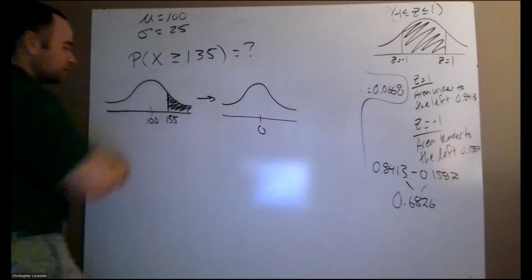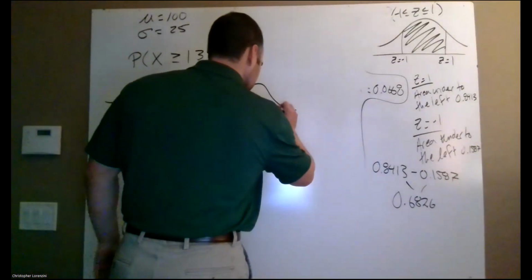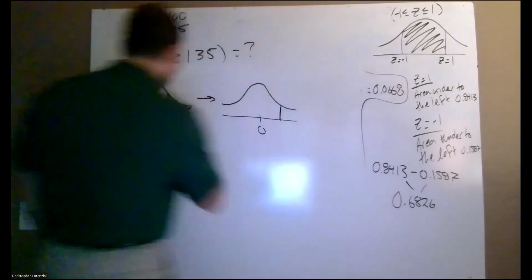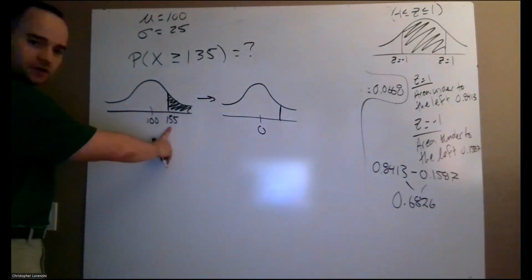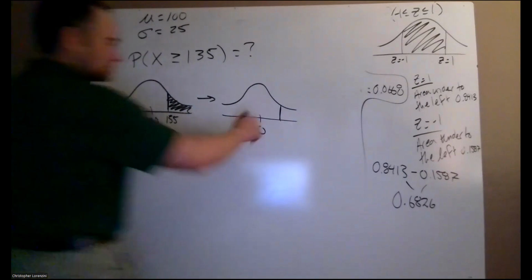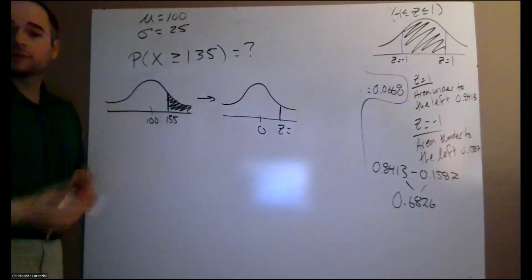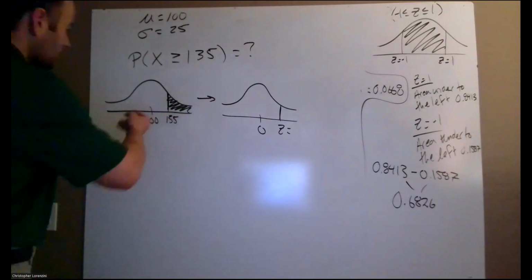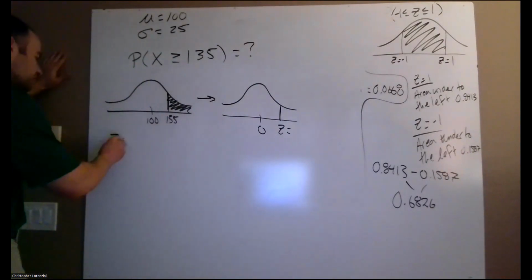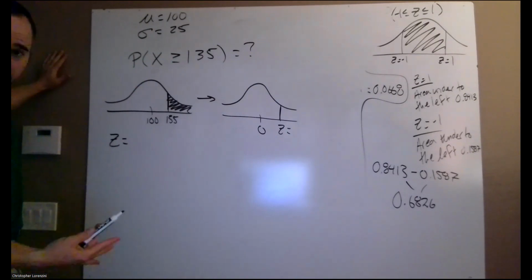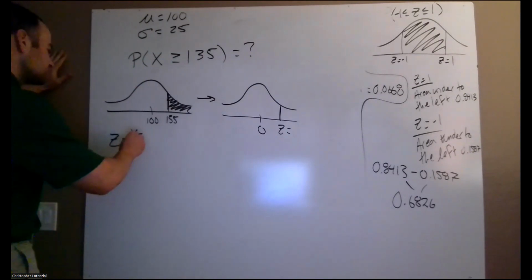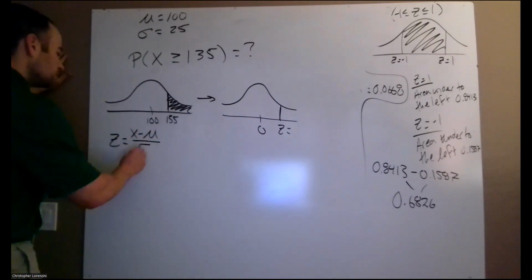So we're going to go over here and I say, okay, this score of 135 on this distribution corresponds to some z value on my standard normal distribution. So how do I figure out what that value is? I calculate, right? Z equals x minus mu over sigma.